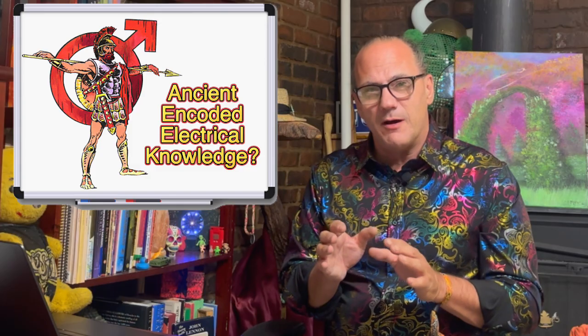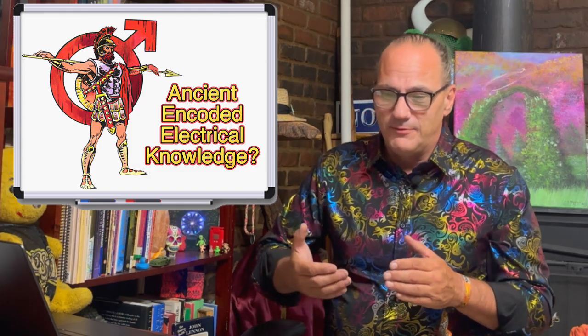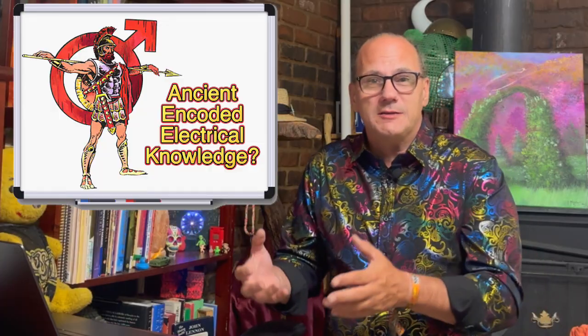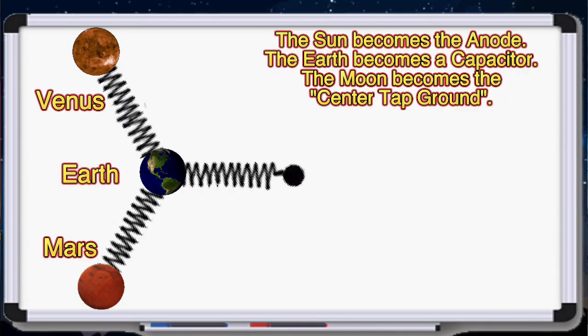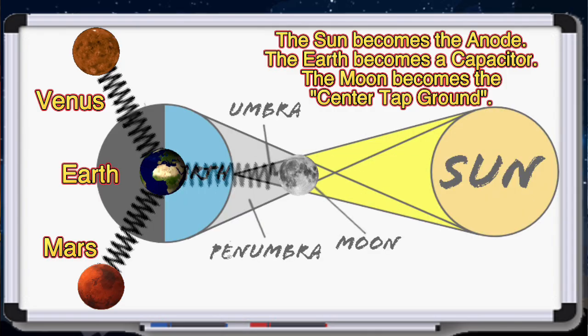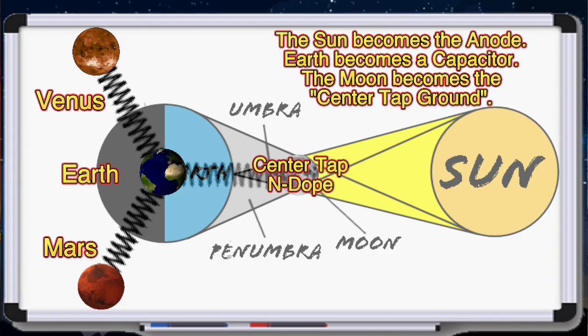Is this symbol of Mars another example of the electric field encoded in ancient symbology? And so the answer is Venus, Earth, and Mars collapsed into a triangle. And that triangle needed a fourth location. And that fourth location became the moon. The moon is what provides the Earth its N-doping.